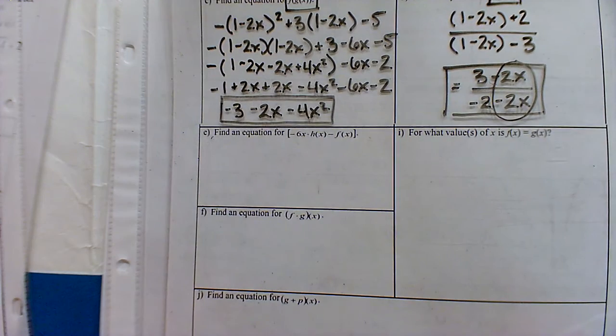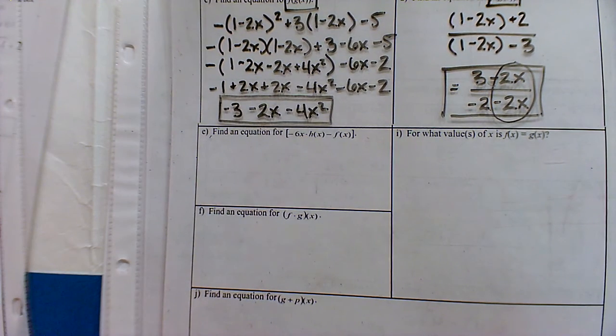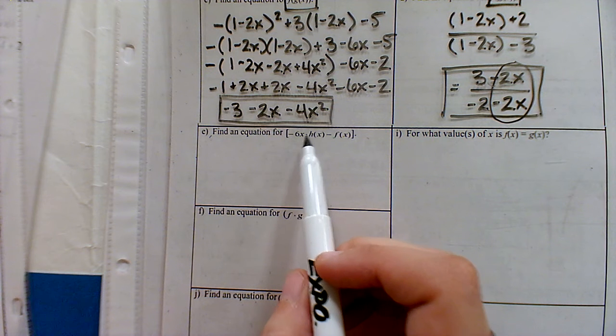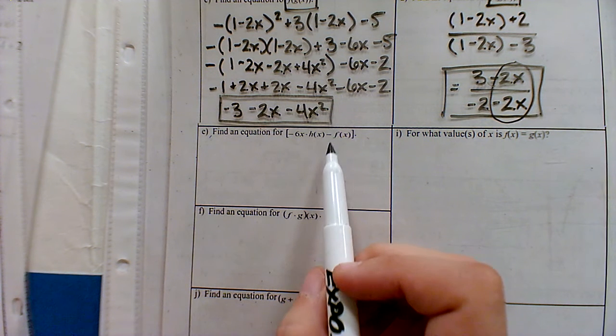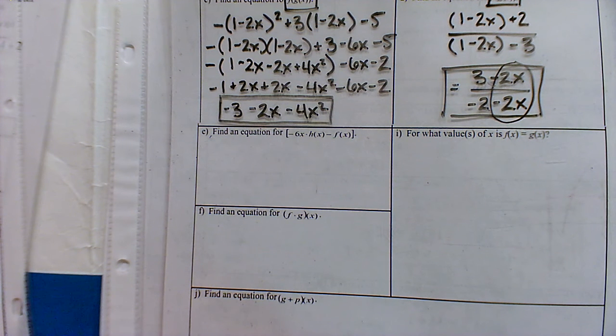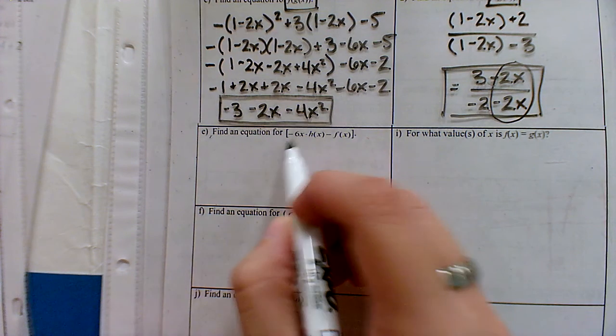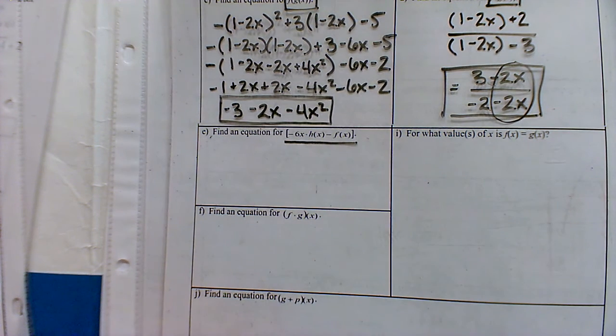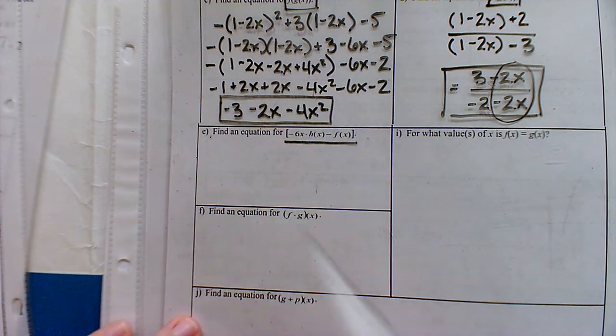Let's go ahead and take a look at E. Find an equation for negative 6x times h minus f of x. What do you feel like doing? What do you think that notation is telling you to do? Go ahead, Maddie. You have to plug in the equation for each x, and then, there we go.